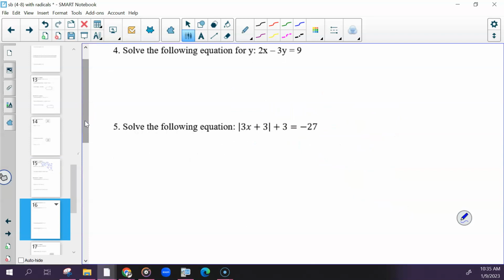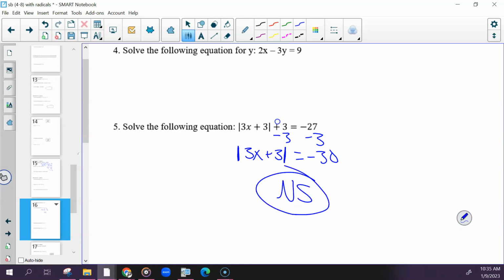For number 5, this is going back to our solving again, but absolute value. So we need to isolate the absolute value bars first. After you've isolated it, you should see that it equals a negative, and it shouldn't. You can't solve it if it equals a negative, so at this point it should be no solution. So if you have any other work after that, erase everything else and just put no solution. Questions on that?